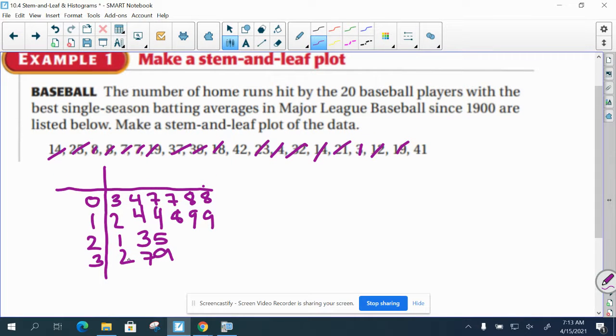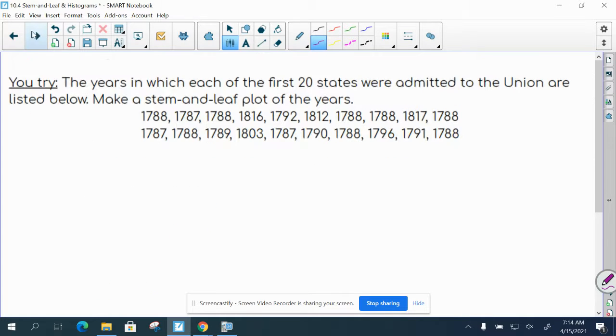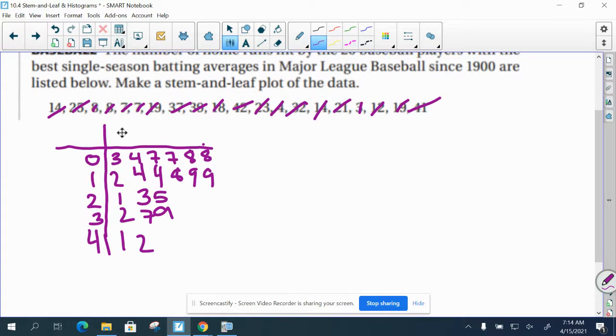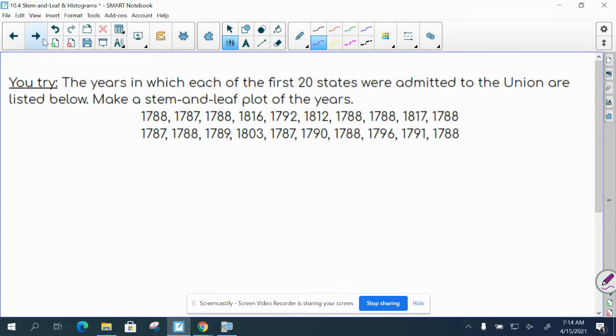And then next would be the 40s. So we would put 41 and 42. Also, let's say that you didn't have any 30s. You would still put the 3 here, but then you just don't put anything here. Don't put a 0 because then that would mean 30. So if you don't have any 30s, you still put the 3, but don't put anything after that on the leaves. That just means there's no 30s. Okay, and I think that was it. That we had the answer for that question.